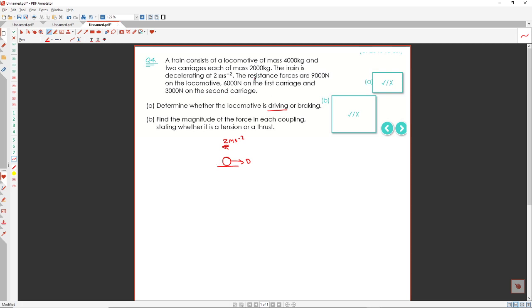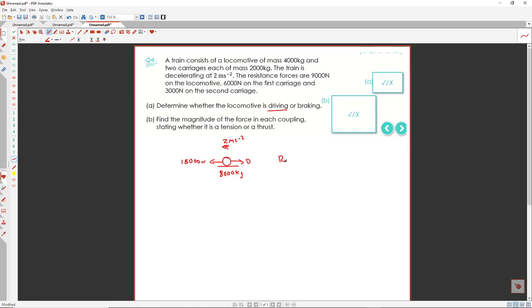Okay, so let's have a look. What resistive forces do we have working on the whole system? We've got 9,000, we've got 6,000, and we've got 3,000. I believe that equals 18,000. Working backwards like that. And we have a total mass of 4,000 for the locomotive plus 2 lots of 2,000, which should be 8,000 kilograms.